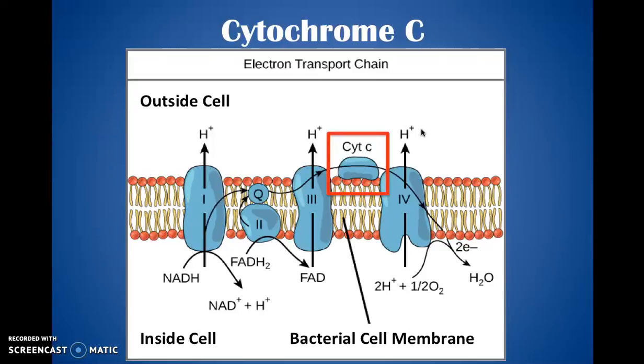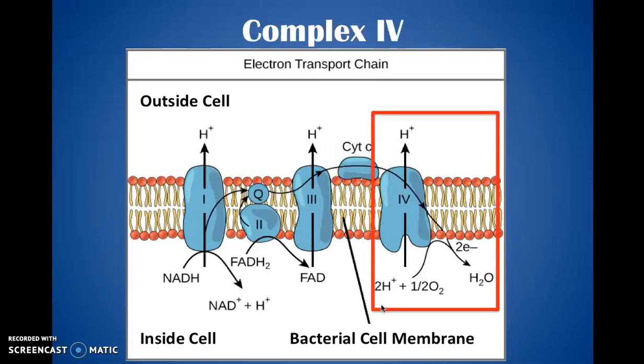Complex 4 is then going to deliver its electrons to oxygen, the final electron acceptor, which is located inside of the cell. And oxygen is going to split into 2 oxygen atoms, and it'll accept protons from inside the cell to form water. And 4 electrons are required to reduce each atom of water, and 2 water molecules are going to be formed in the process.